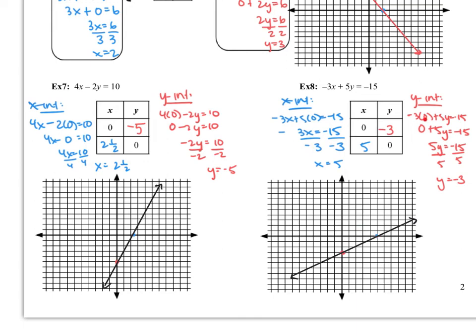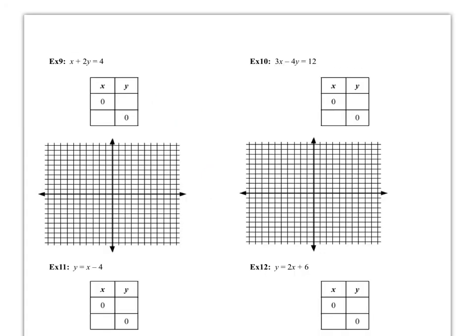My y-intercept, I changed x to 0, and so eventually we divided by 5. Negative divided by positive was negative, for a y-intercept of -3, and so this is my line here. Go ahead and give examples 9 and 10 a try. We'll come back and talk about 11 and 12 in a minute.